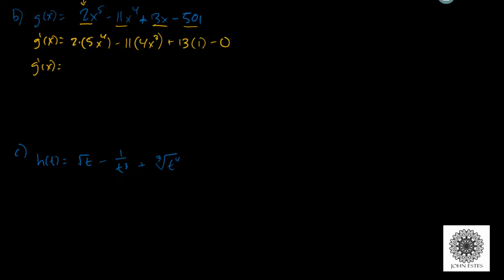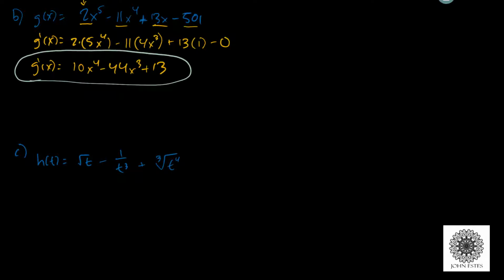So here I have g prime of x is 10x to the fourth minus 44x cubed plus 13. And there is my derivative. And we have worked these a lot faster than we would have if we had to use our good old-fashioned limit as h approaches 0 definition of the derivative. But keep in mind that the only reason the power rule and factoring out constants and all this stuff works is because of that definition, and the algebra just happens to work that way.